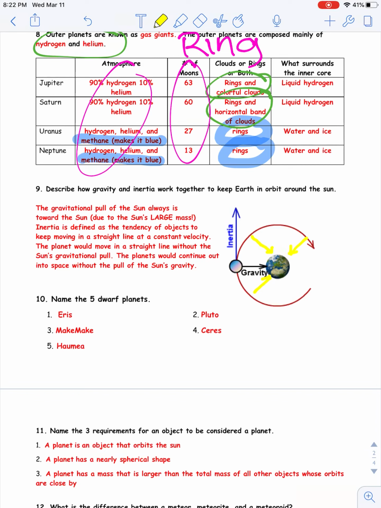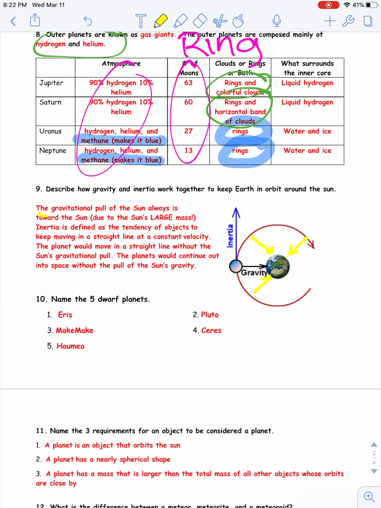But that gravitational pull, the gravitational pull of the larger object is pulling the smaller object towards it. So the gravitational pull of the sun always is toward the sun due to the sun's large mass. So that's the gravity portion. Inertia, we learned about in first semester or so, is Newton's law of inertia that says an object in motion is going to stay in motion. An object at rest is going to stay at rest.